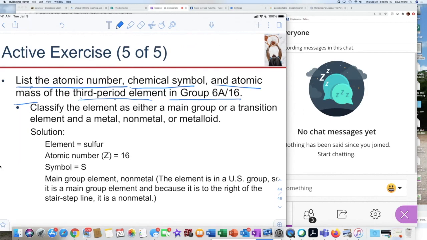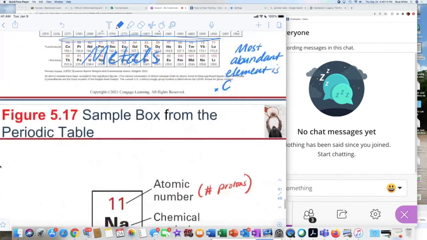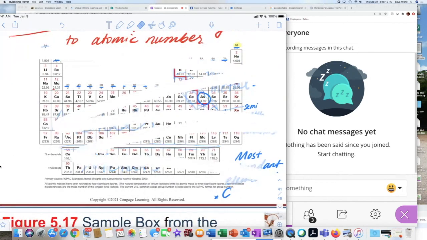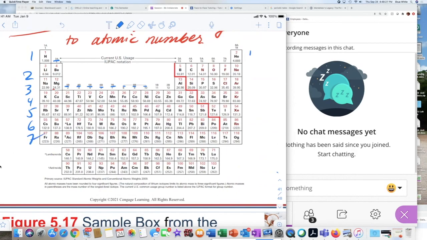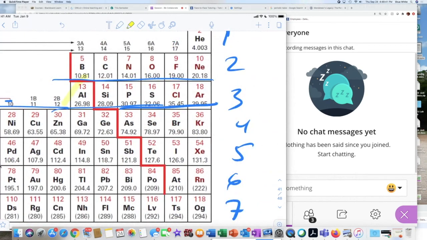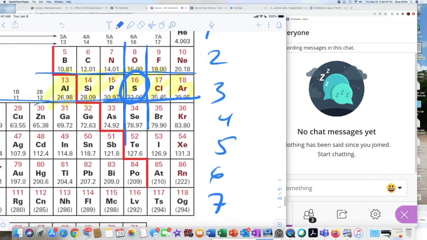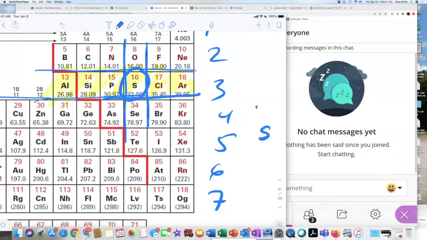Third period element. Okay, so I'm going to ignore all the work done there and erase all of this. It's really hard to get this off at once. Okay, period three. 1, 2, 3, 4, 5, 6, 7. Period three is somewhere here. It says group six. So period three is this section right here, and group six is right here. So we're talking about sulfur. They want sulfur's atomic number and mass number, 32.06.